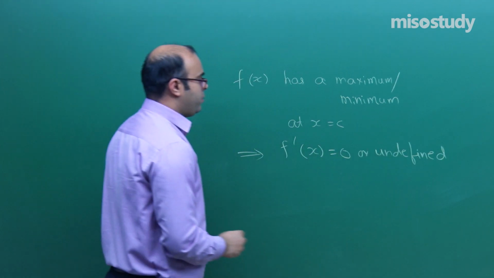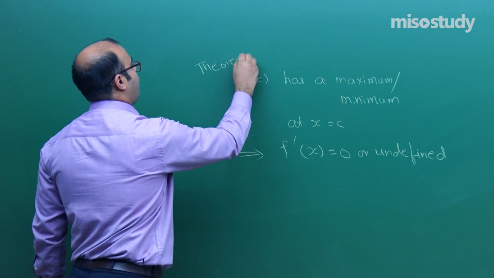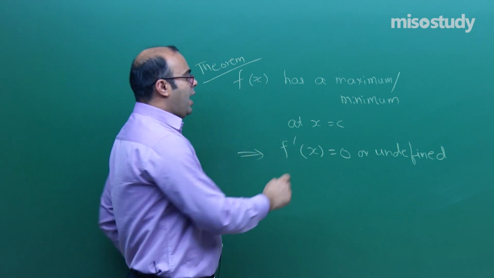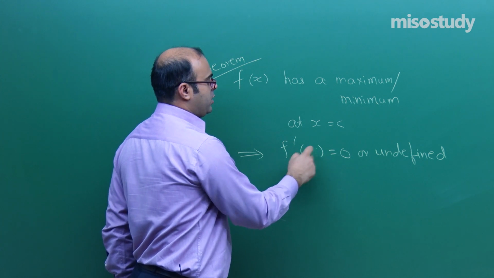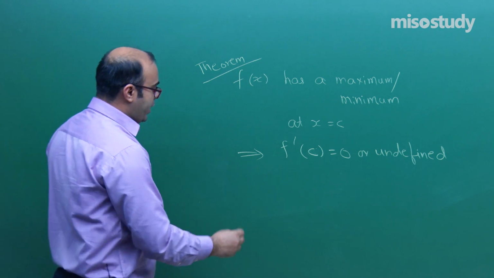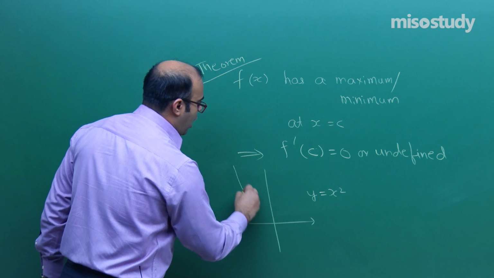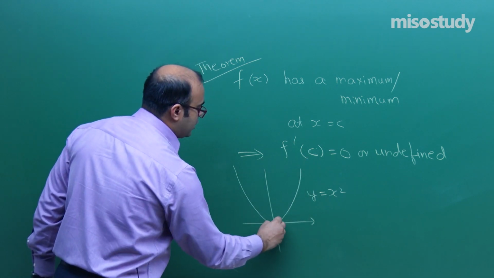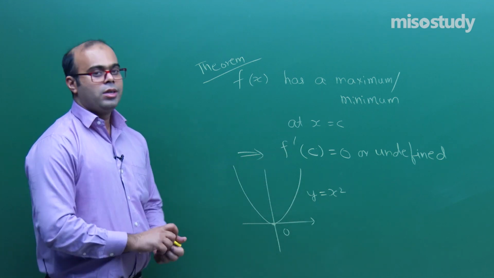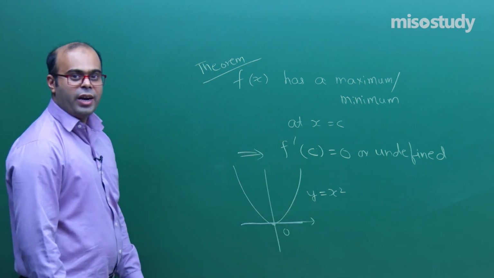Let us see the example. So, this is a theorem. This theorem you have to remember, that if a function has a maximum or minimum at x equal to c, then the derivative at x equal to c, to be specific, f dash c, is equal to 0 or undefined. So, if we take an example, y is equal to x square, let us suppose, this graph is having a minimum at x equal to 0. So, if this is having a minimum at x equal to 0, then its derivative at x equal to 0 is also 0, right students?